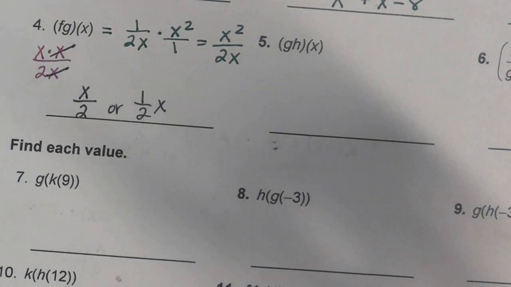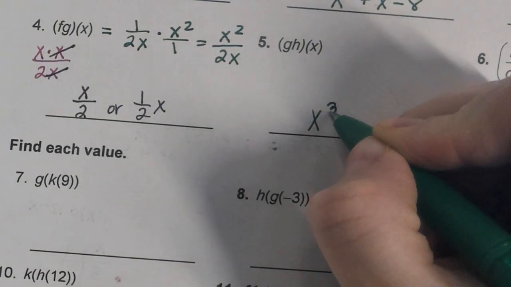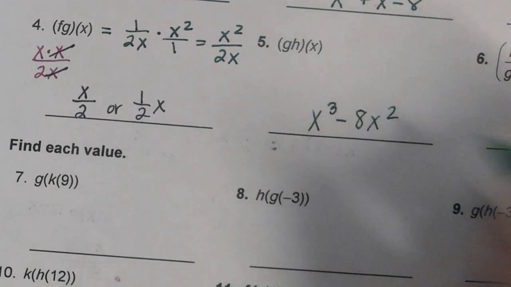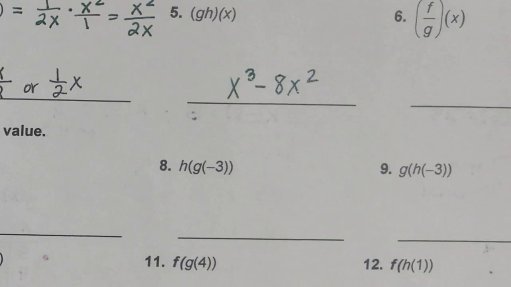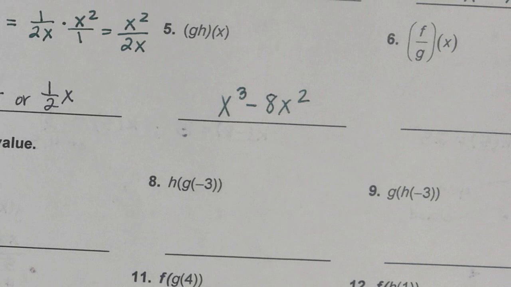All right, for 5, you should have x cubed minus 8x squared. Do you guys have questions on that one? You want to do it out together? Oh, we're getting to that.